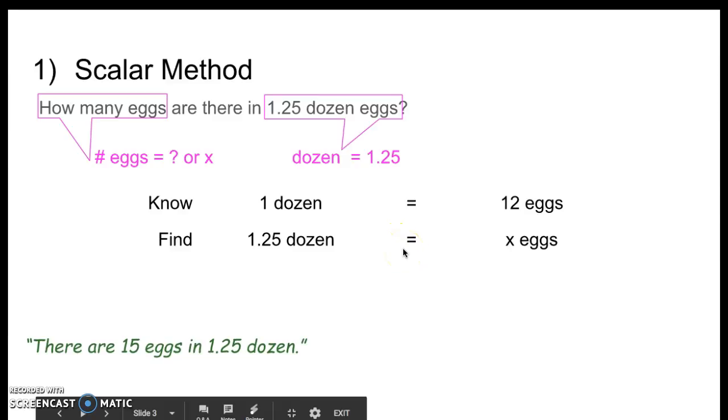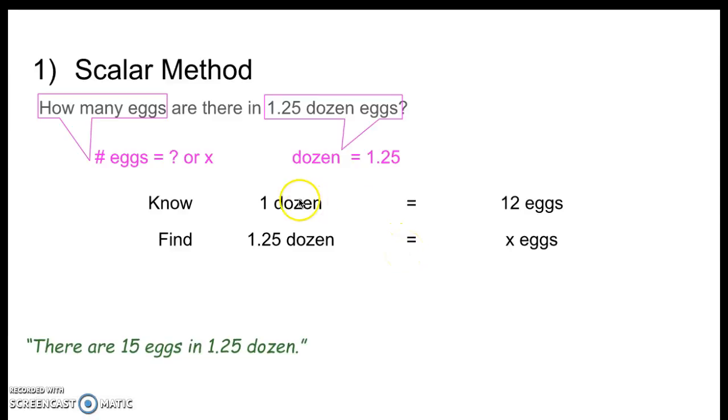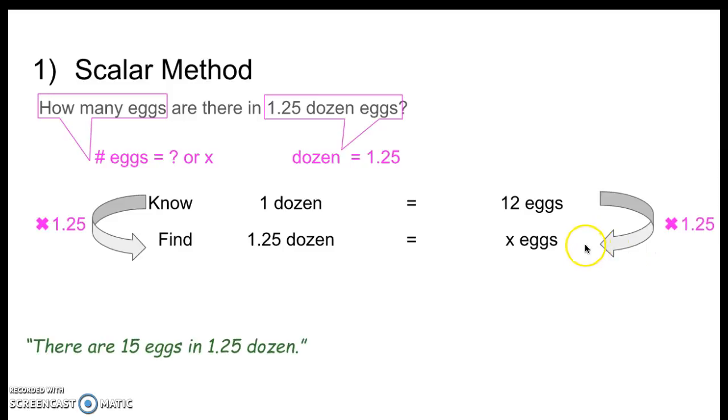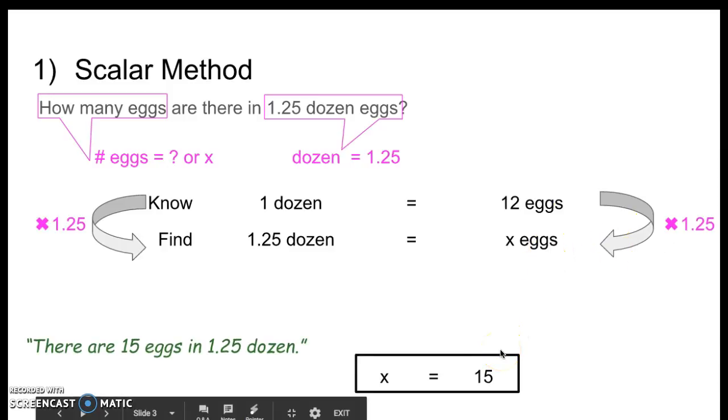So what you do when you're doing mental math is you figure out, well, what do I need to multiply 1 by to get to 1.25? And that number is clearly 1.25. So if you multiply the 1 by 1.25, that will give you 1.25 dozen. So you do the same thing on the other side. You multiply the 12 by the 1.25. And that will tell you the number of eggs. And so when you do the math, 12 times 1.25 will give you 15. And so that's your final answer.